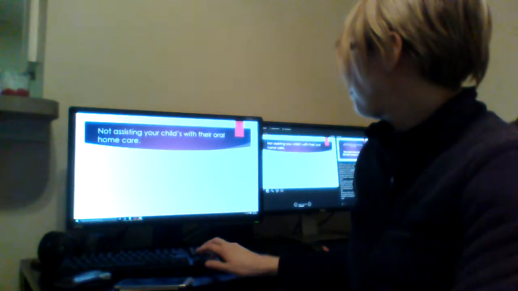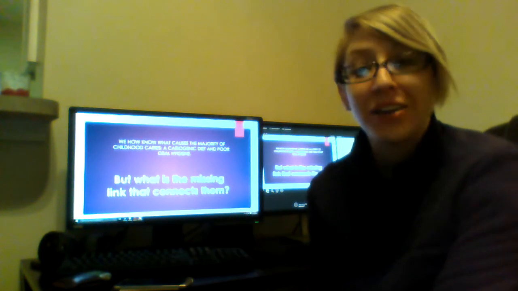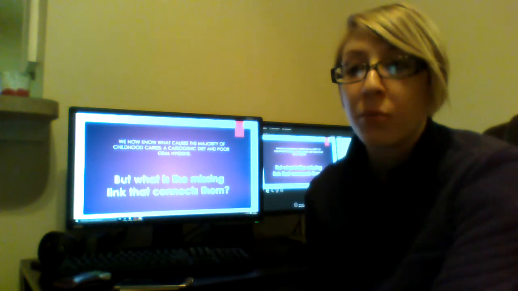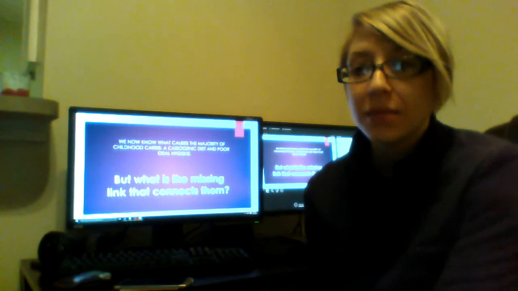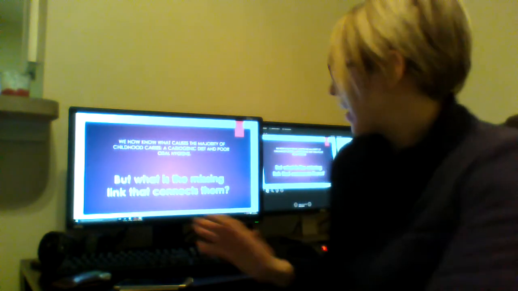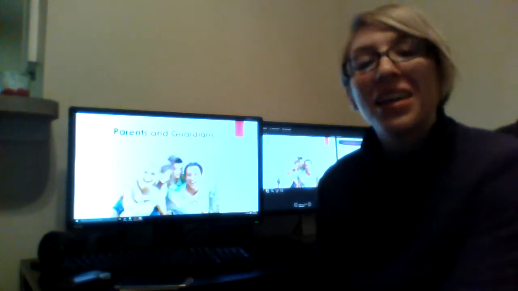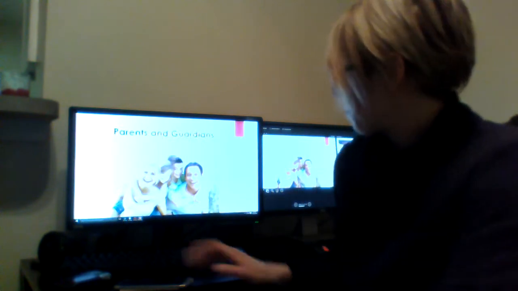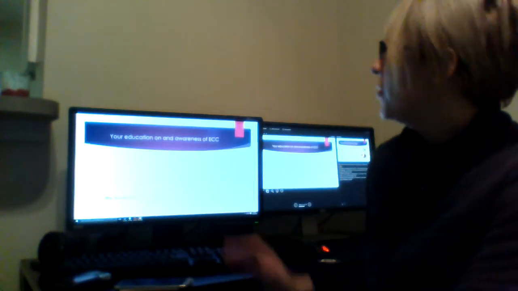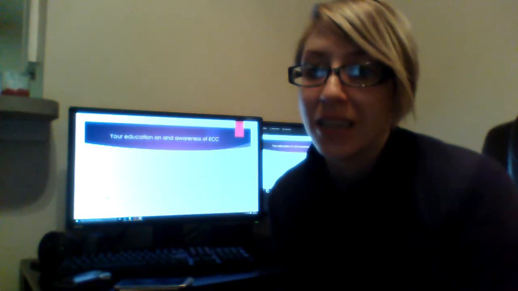It's a lot easier. So we now know what causes the majority of childhood caries. This would be the cariogenic diet that we've been discussing and poor home care. But what is the missing link? What connects all three of these things? So that's what we're going to talk about now. Parent, guardian, that's right. You are the missing link. Your education and awareness of early childhood caries is the missing link to this.